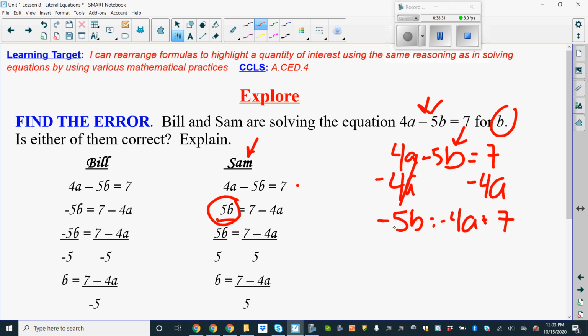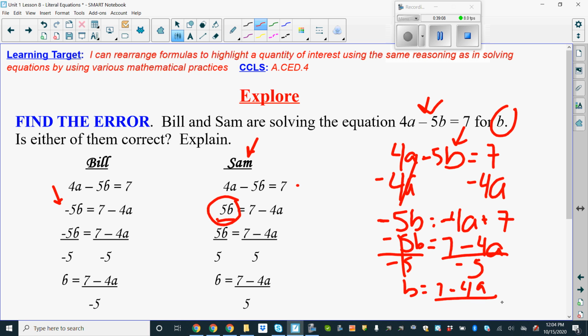When they subtract 4A on both sides, he keeps the negative 5B, perfect, and he has 7 minus 4A. Remember, addition is commutative, so the way I wrote it as negative 4A plus 7 could also be written as negative 5B equals 7 minus 4A. The 4A is still with the negative sign, and the 7 is still positive. So that's correct. Then my next step would be to divide by negative 5 to get B alone, and I'm left with B equals 7 minus 4A over negative 5.